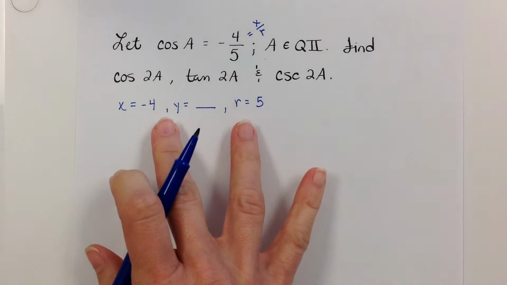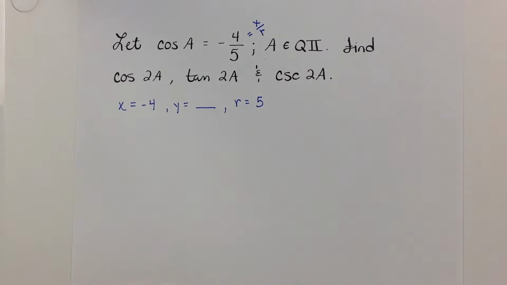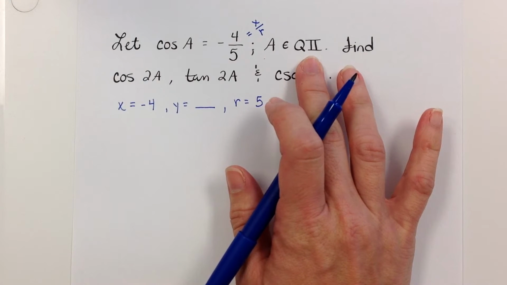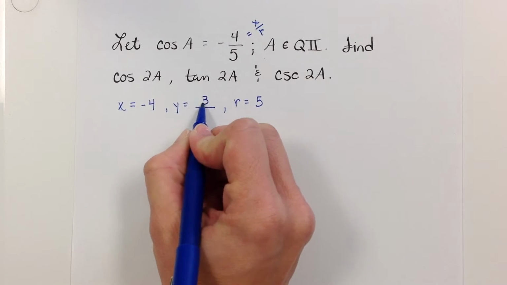Now, this is one of those Pythagorean triples, the 3, 4, 5. Again, if it's not one of those, you can always use your Pythagorean theorem to come up with the missing value. You do have an option of positive or -3 for y, but since this is in the second quadrant, your y value would have to be positive, so we'll go with +3.